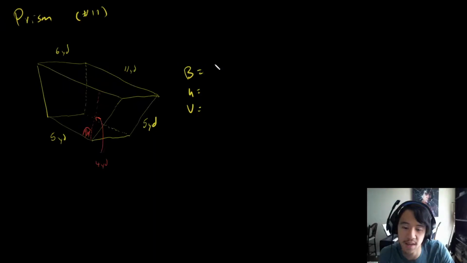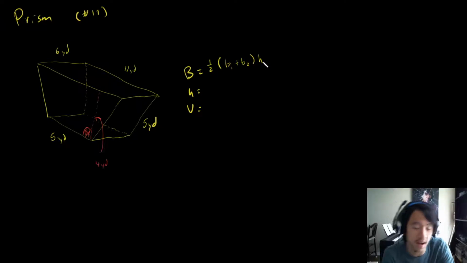So let's go ahead and write down the formula to find the area of a trapezoid, and that is going to be 1/2 times the sum of the bases of the trapezoid multiplied by the height of the trapezoid. So this isn't the height of the prism, it's the height of the trapezoid. So this is going to be 1/2, and our two bases are 5 and 11 yards. So we have 5 plus 11. And the height of our trapezoid is this red line. So this is going to be 4 yards.